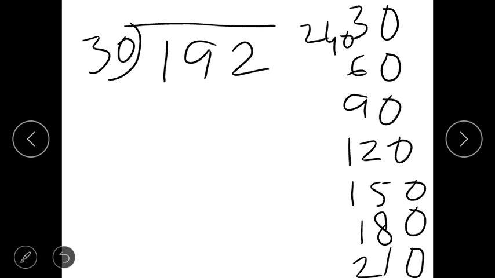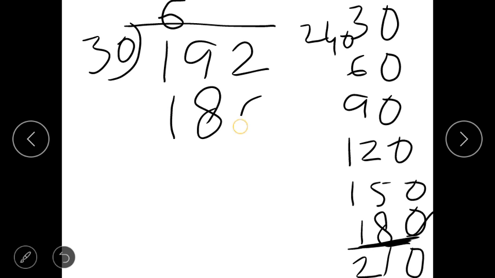Look here, 30 ones are 30, 30 twos are 60, 30 threes are 90, 30 fours are 120, 30 fives are 150, 30 sixes are 180 and 30 sevens are 210. 210 is more than the number 192. So what you have to do? You have to go 6 times only. You have to reach this number only. So 30 sixes are 180. Now you have to subtract it.